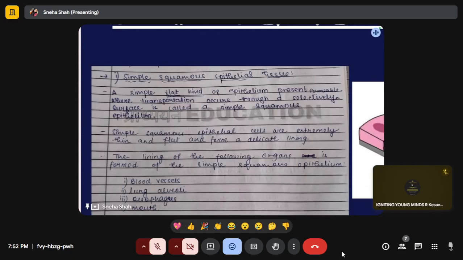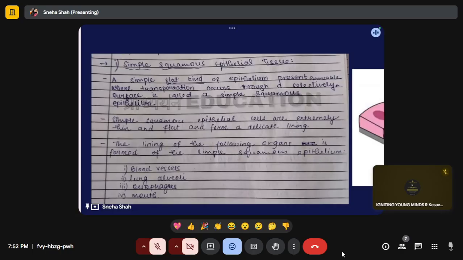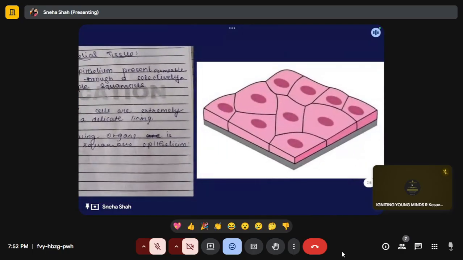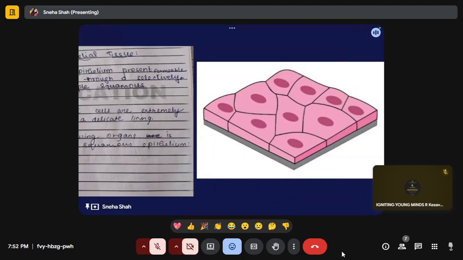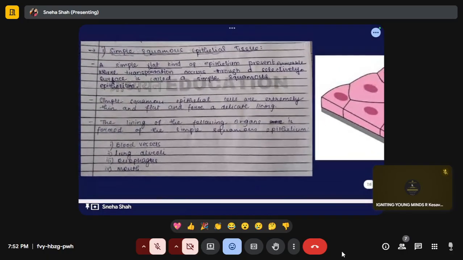It is a flat surface. It is present where transportation of materials occurs through a selectively permeable surface. They are extremely thin, flat, and form a delicate lining. As you can see, this is a single layer. When you see stratified, the other part of squamous tissue, you will understand why this is called a simple structure. Simple squamous epithelial cells are extremely thin and flat and form a delicate lining.